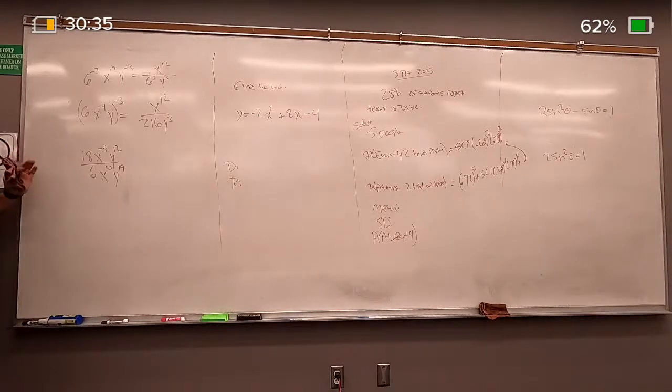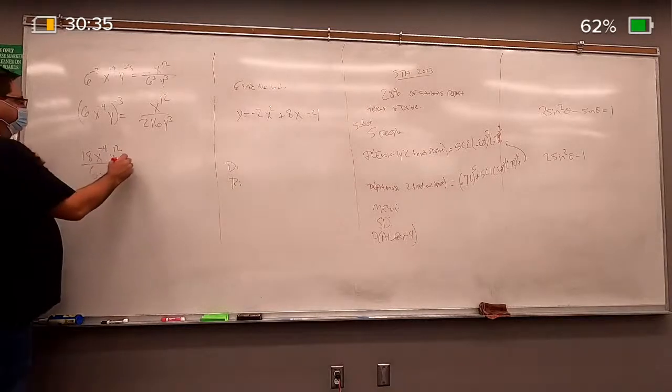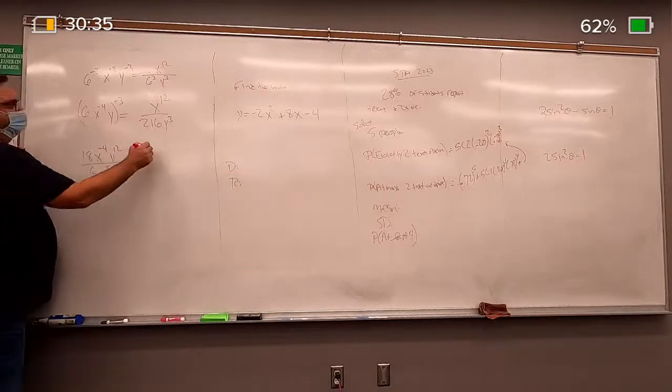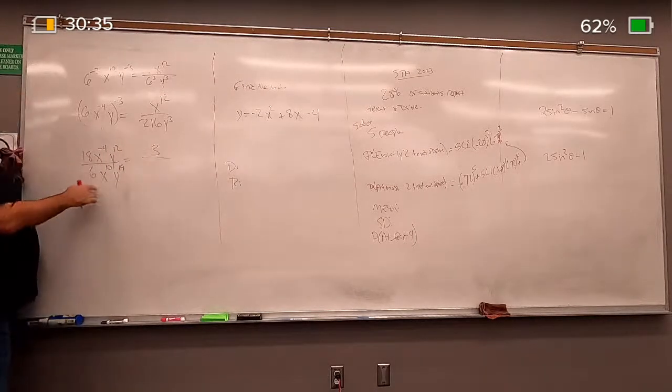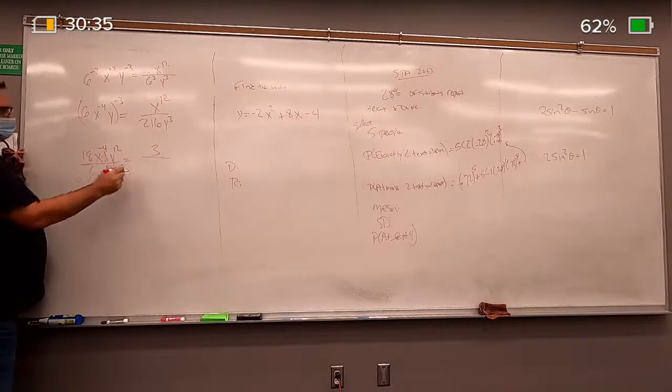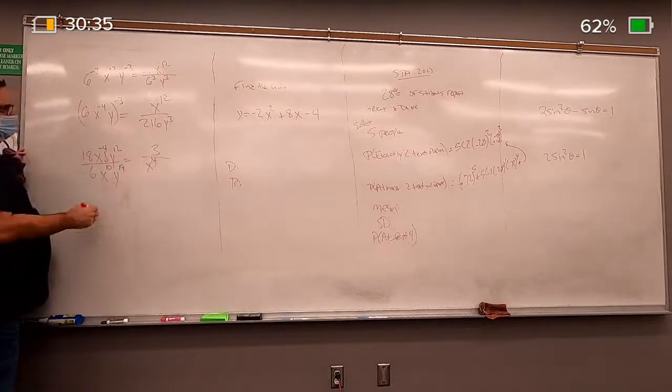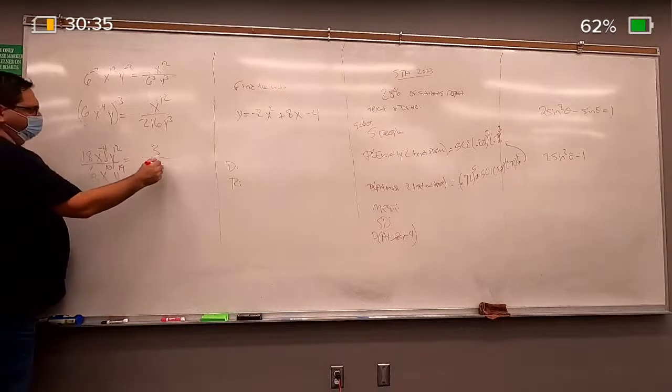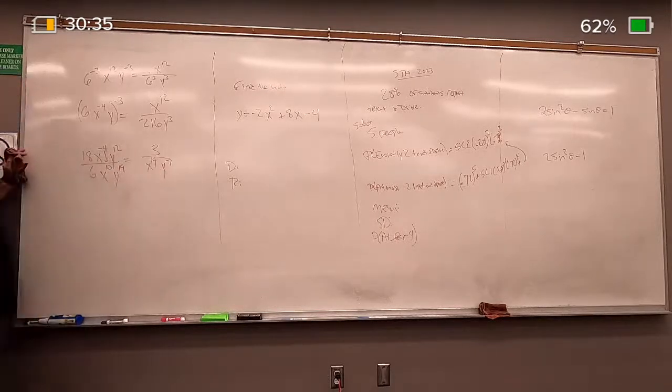Haven't started it yet. Okay, well, go ahead. You're like the little answer wizard now. I got 3 over x to the 14th and then y to the 12th. That's perfect. 6 goes into 18 3 times. The negative 4 comes to the bottom, becomes x to the 14th. 19 minus 12 is 7.